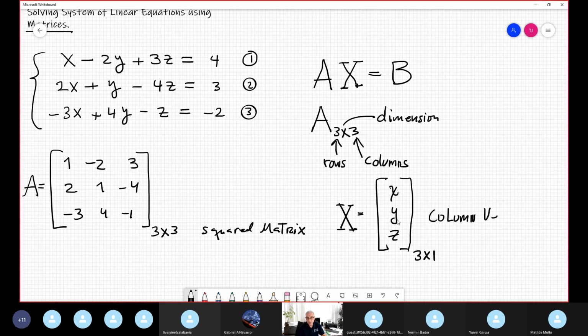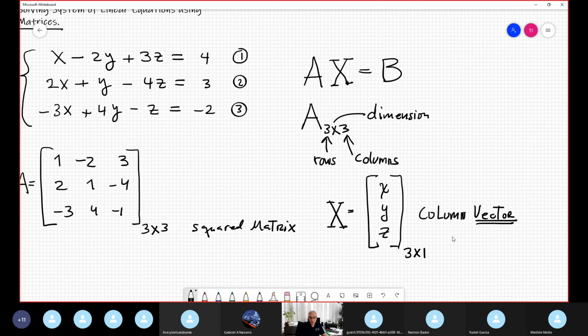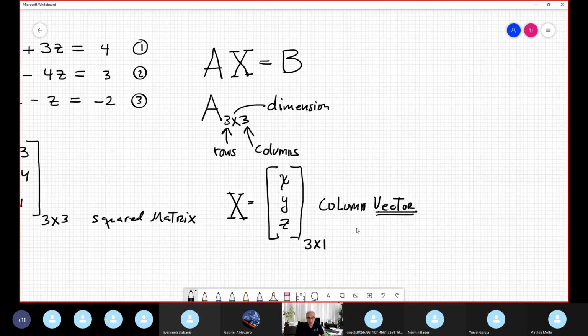Column vector. Vector is the specific terminology when one matrix dimension is 1. So a vector is a particular example of a matrix when at least one dimension is 1. So this is a column vector. Likewise, we have maybe a row vector. In this case, B is this vector 4, 3, and negative 2, which is the same as 3 by 1, so 3 rows, 1 column.